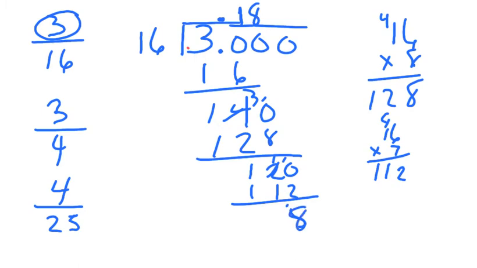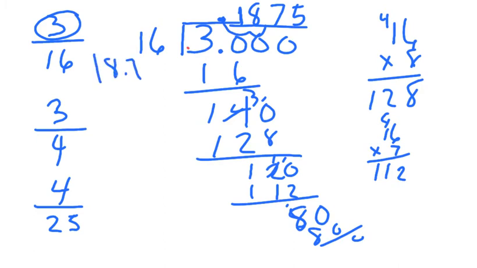Oops, it's an 8. Bring down another 0. That was 7. And 16 times 5 is 80. So I divided till it came out even. Now I have 0.1875. I need a percent. So move your decimal 2 to the right, and that's going to be 18.75%.